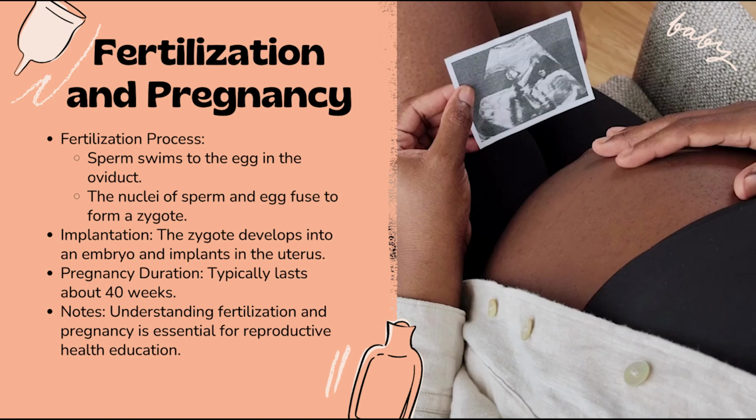Fertilization and pregnancy. In human reproduction, fertilization happens in the oviduct when a sperm cell meets an egg cell and the nuclei fuse, forming a zygote. The zygote divides and becomes an embryo, which then implants in the uterus lining. Pregnancy begins here and usually lasts around 14 weeks. This complex yet beautiful process ensures the continuation of life.